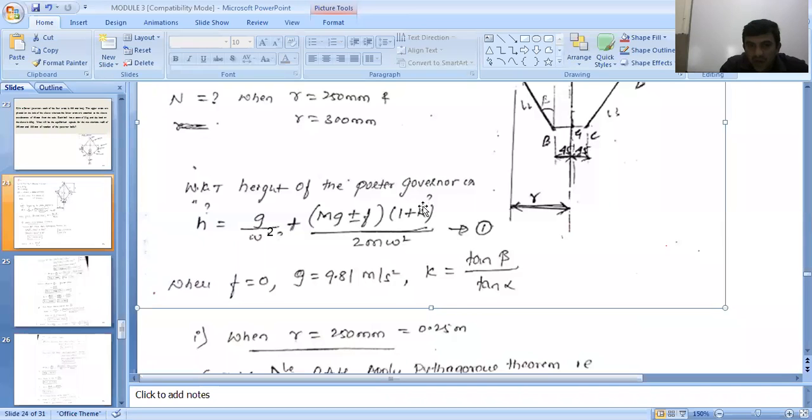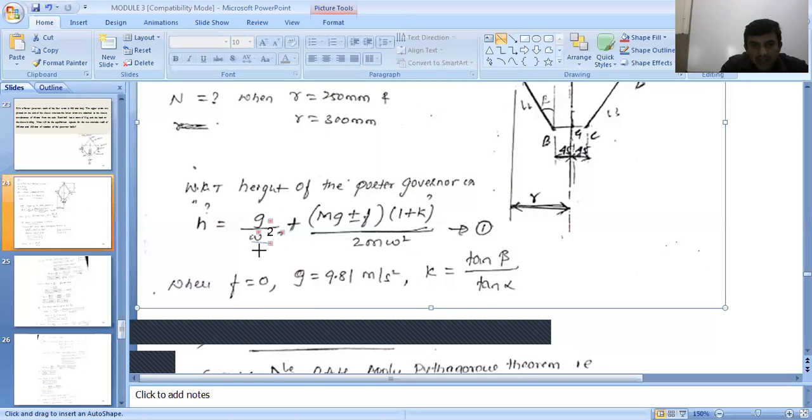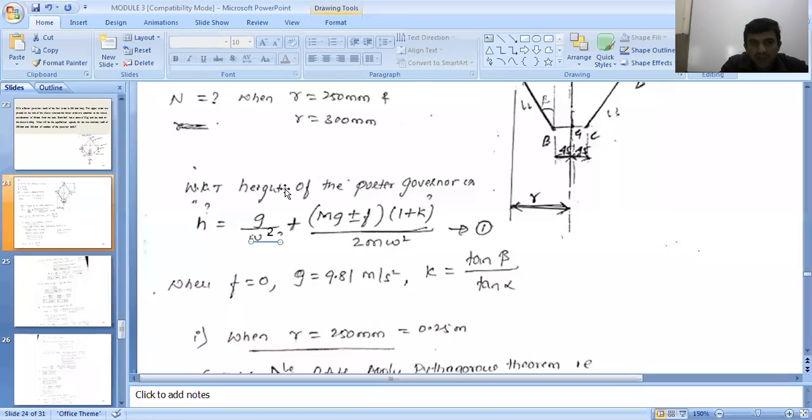Now, K is also unknown. Omega square is the unknown. First I want to determine omega square. If I want to determine omega square, first I want to determine the h value. h is unknown, and K is also unknown. K is the ratio of tan beta by tan alpha. Again, how to calculate tan beta? Then how to calculate tan alpha?